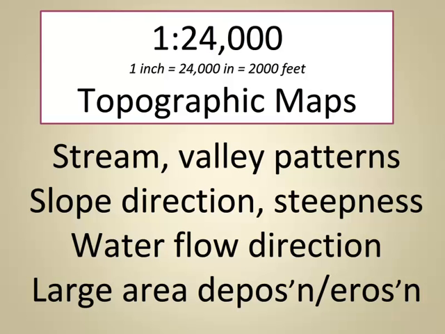So topographic maps then tell us a great deal, principally about stream, valley patterns, slope directions, water flow directions, and they can also indicate for us at this scale of map some relatively large areas with original deposition surfaces or areas where there's been relatively recent erosion.